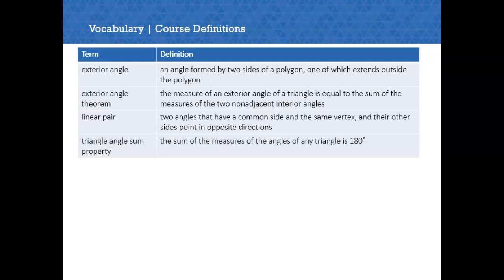So if we have a triangle, and this extends out, the exterior angle is out here. So we've extended one of the sides, and so this is the exterior angle. All the angles in here we just talked about, 1, 2, and 3, always add up to 180.